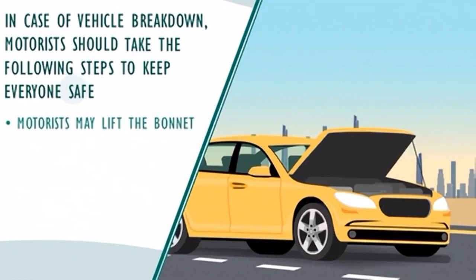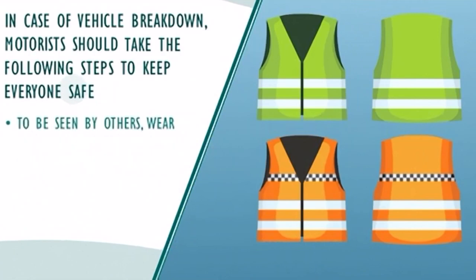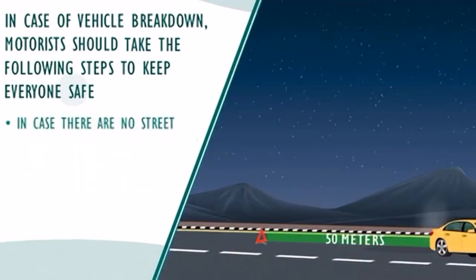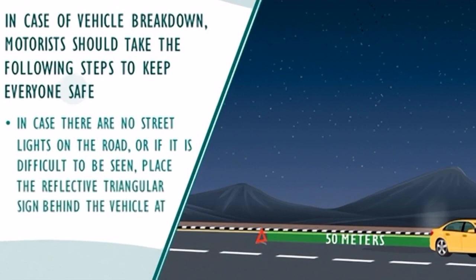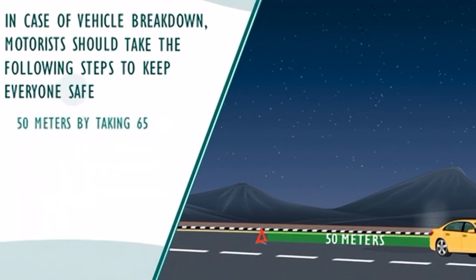Motorists may lift the bonnet or boot lid to show others that there is an emergency. To be seen by others, wear a reflective jacket. It is always recommended to carry at least 2 in a vehicle. In case there are no street lights on the road, or if it is difficult to be seen, place the reflective triangular sign behind the vehicle at least 50 meters away for safety. You can approximately measure 50 meters by taking 65 average steps.